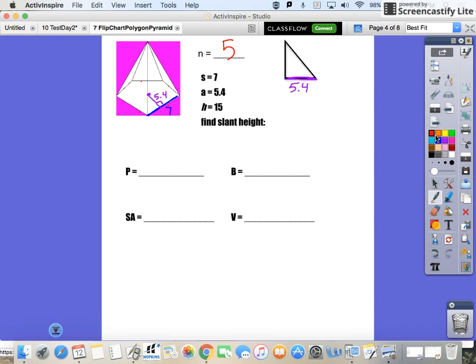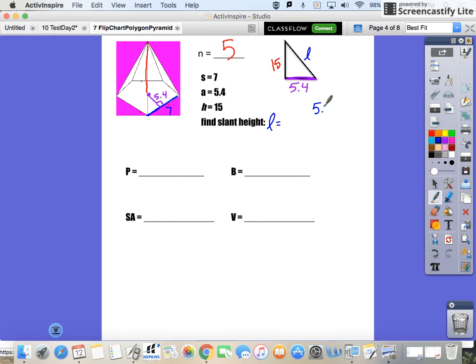Then they told us that our height is 15. So if you were to drop a line from the tip of the pyramid down to the center of the base, that would be 15. So right here is what we're looking at. What we need to find is the slant height, which is lowercase l. And again, that's this guy right here. So we have 2 out of 3 sides in a right triangle, so we can use the Pythagorean theorem.